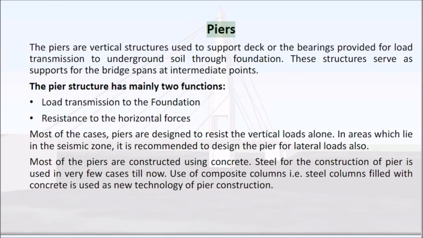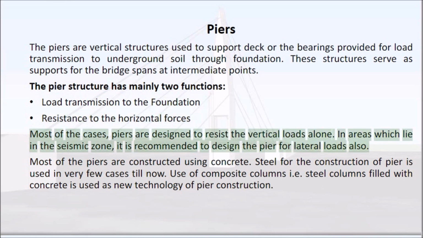Piers. The piers are vertical structures used to support the deck or the bearings provided for load transmission to underground soil through the foundation. These structures serve as supports for the bridge spans at intermediate points. The pier structure has mainly two functions. Load transmission to the foundation. Resistance to the horizontal forces.